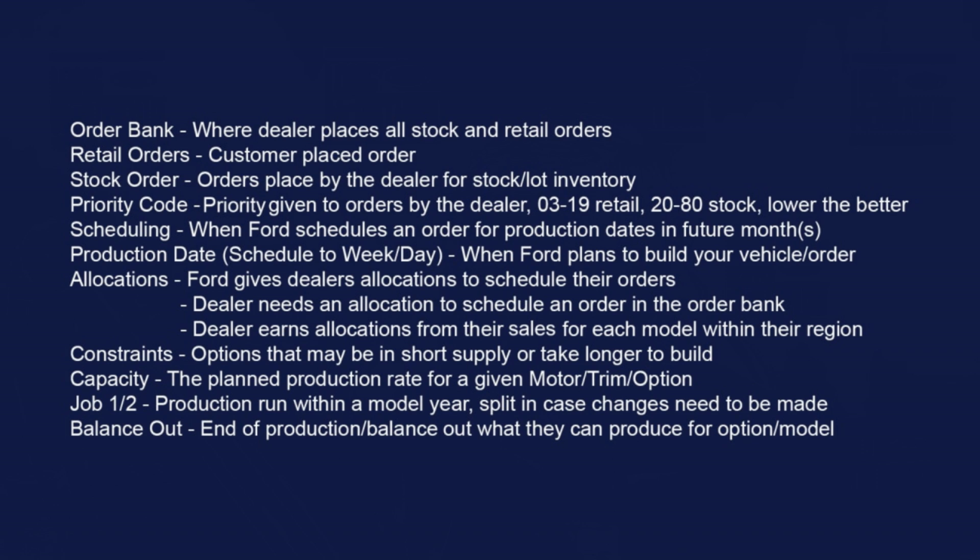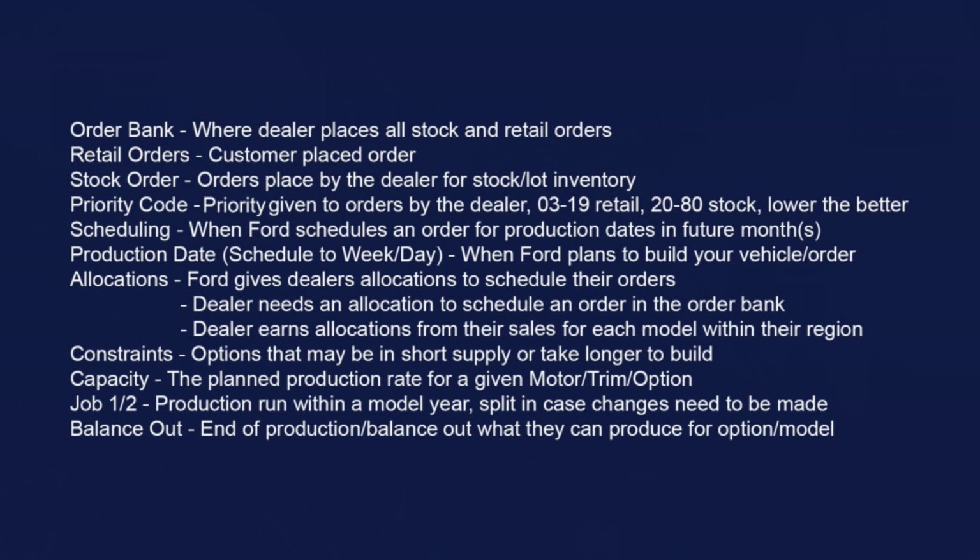All right, and then priority code. Those are priorities given to those orders. The dealer can give them anywhere from, the default is a 19 on those retail orders, but they can change it to a 03 through a 19 to kind of stack or tier up their orders. And stock are anywhere from 20 to 80. So when Ford pumps those stock orders in, they always put them as 80. As dealers, if you're smart, you'll move those to 20 so you can see which ones are your orders versus their orders. The lower the better.